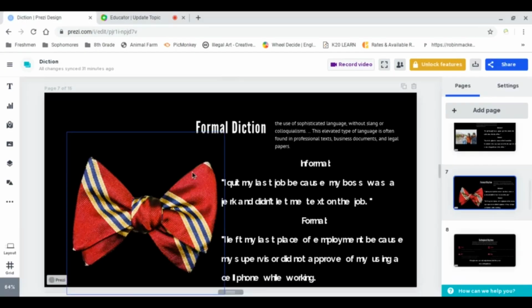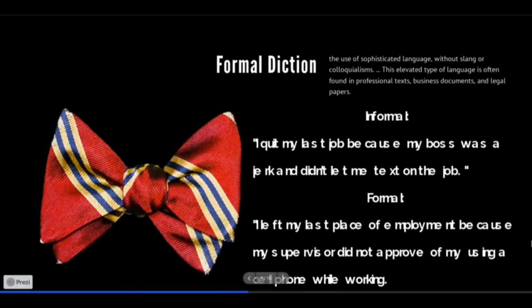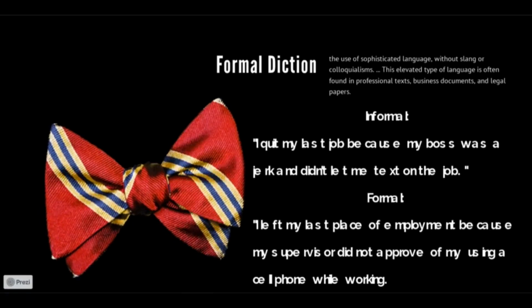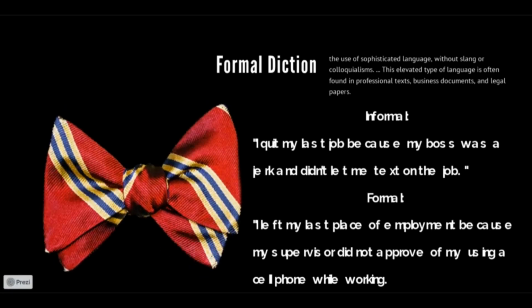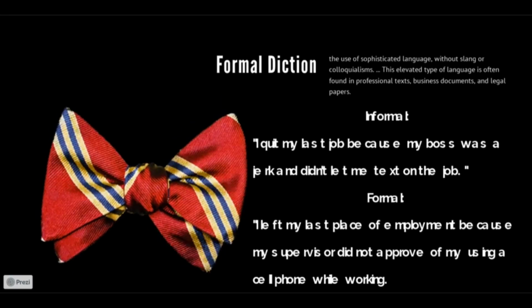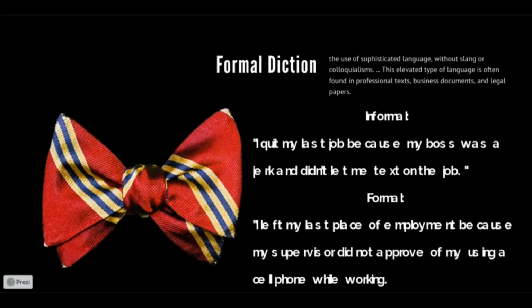Okay. So back to formal diction. Formal diction, as we just discussed, is the kind of language you want to use when you're trying to sound more professional. It says the use of sophisticated language without slang or colloquialisms. This elevated type of language is often found in professional texts, business documents, and legal papers. It is also the kind that you are going to use on academic essays.